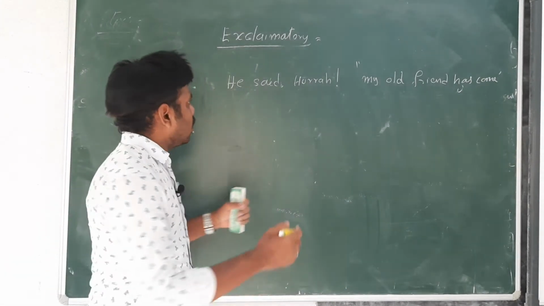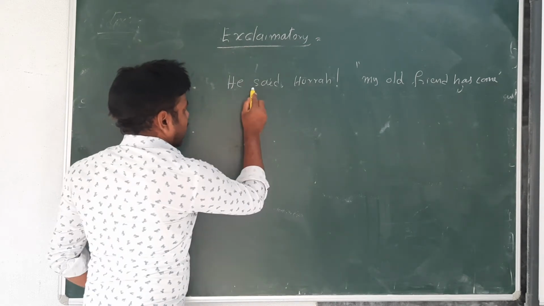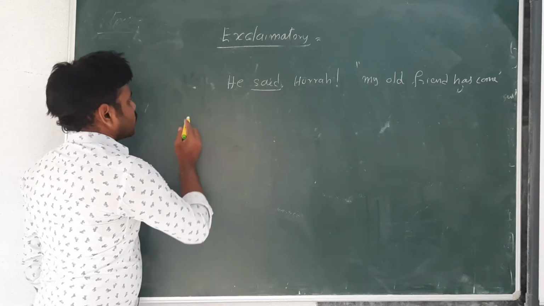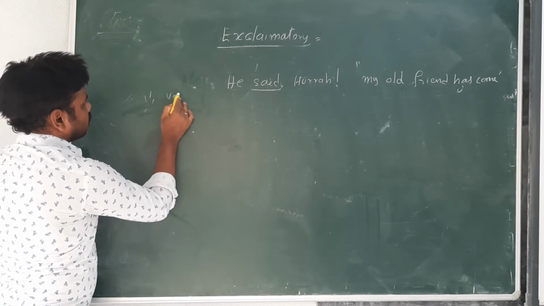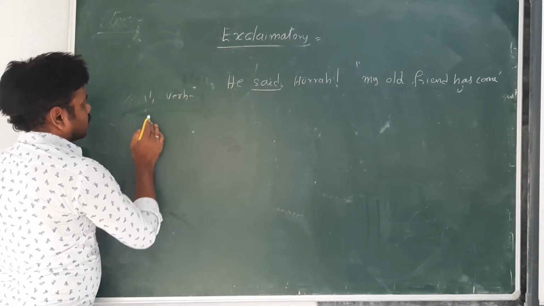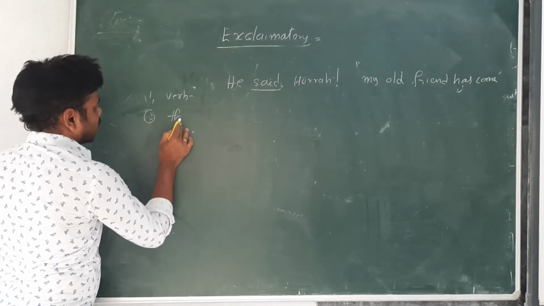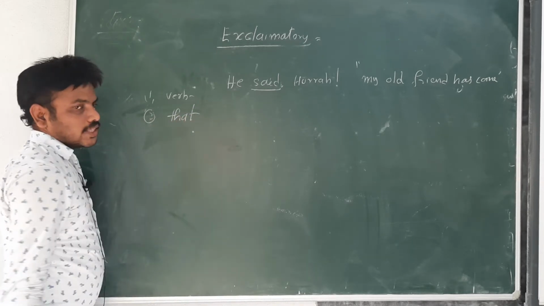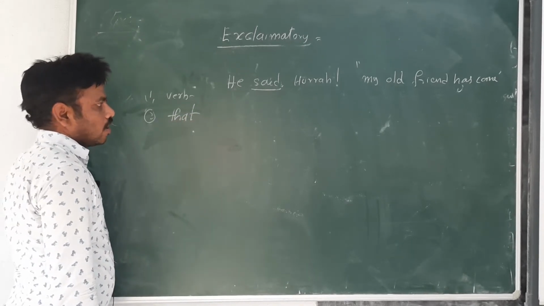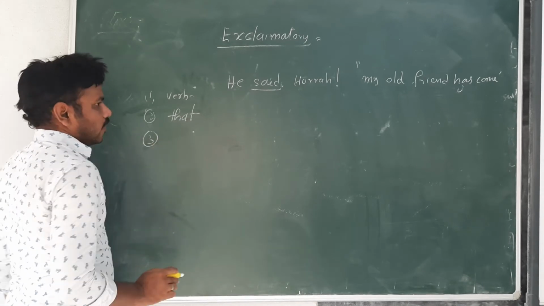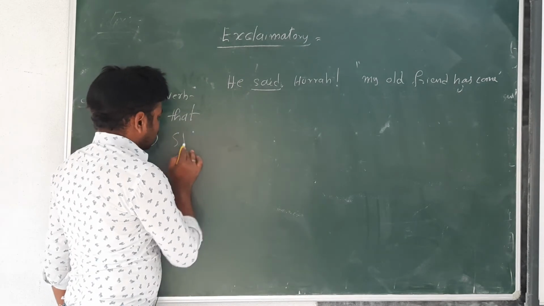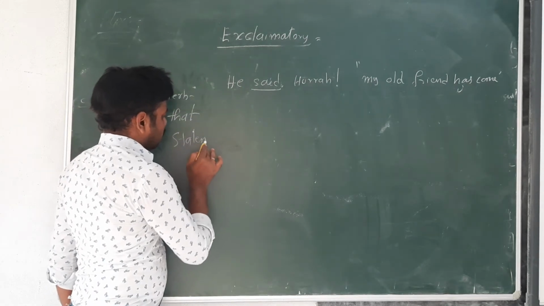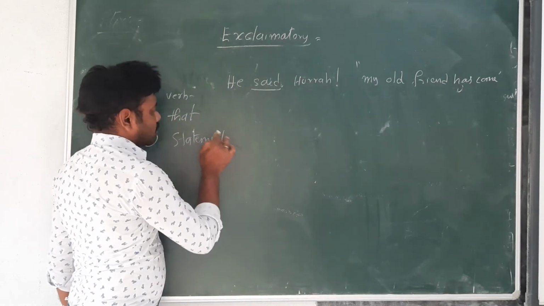Now let us take said. First step, here we should write the verb form according to the sentence, or said. Second, we should write the conjunction, that. And third step, if it is an exclamatory sentence, it will become a statement.